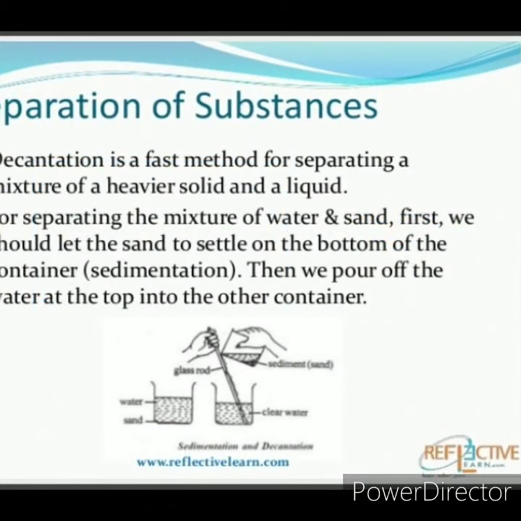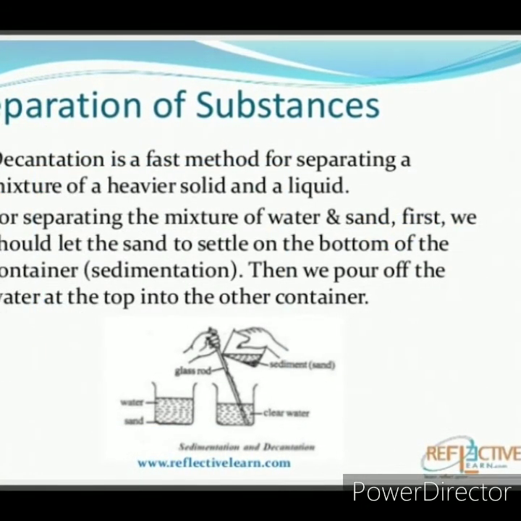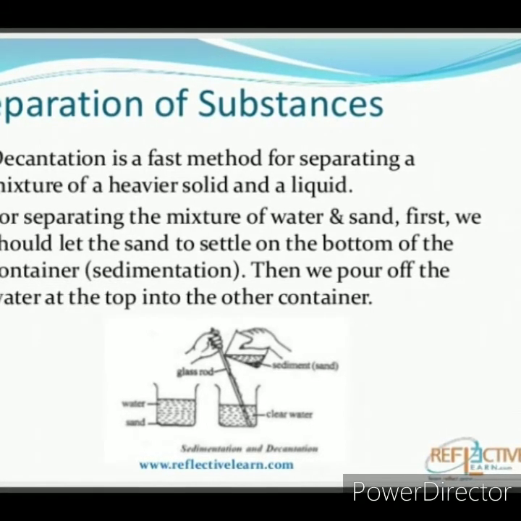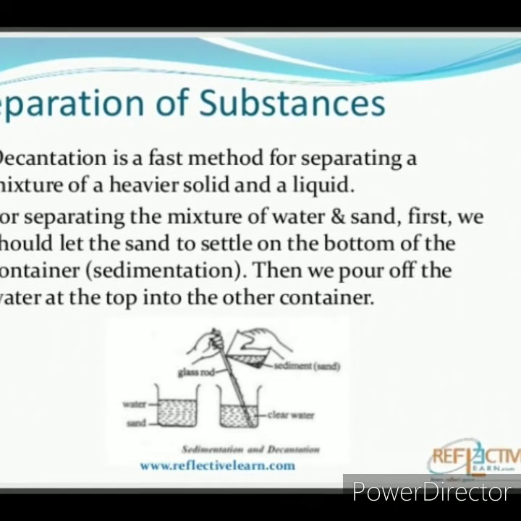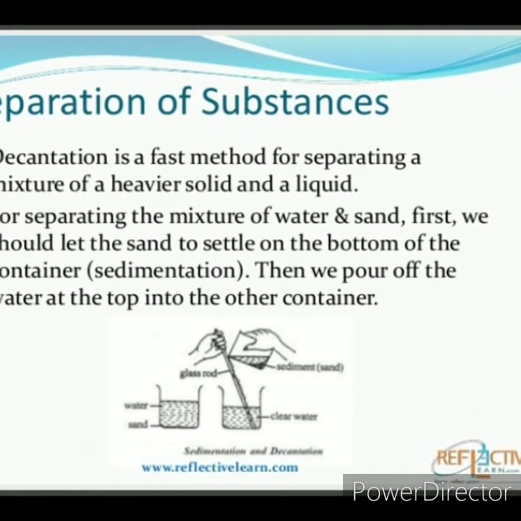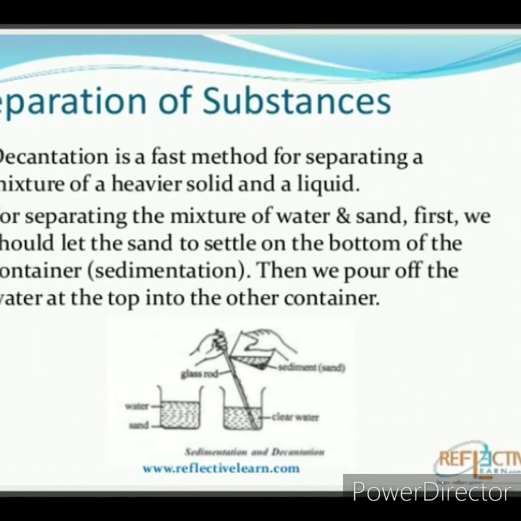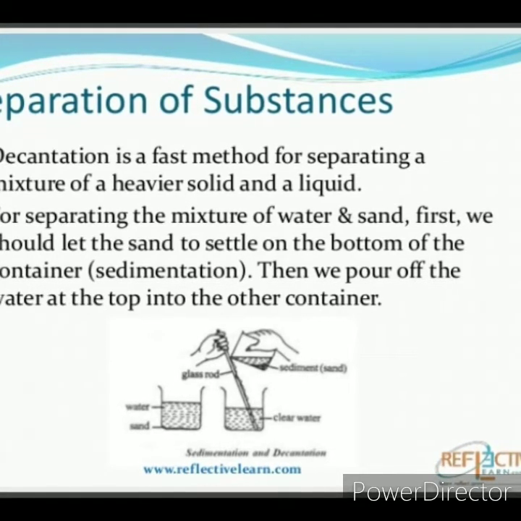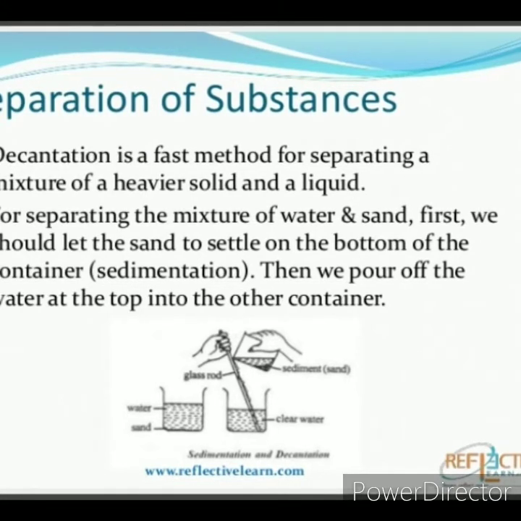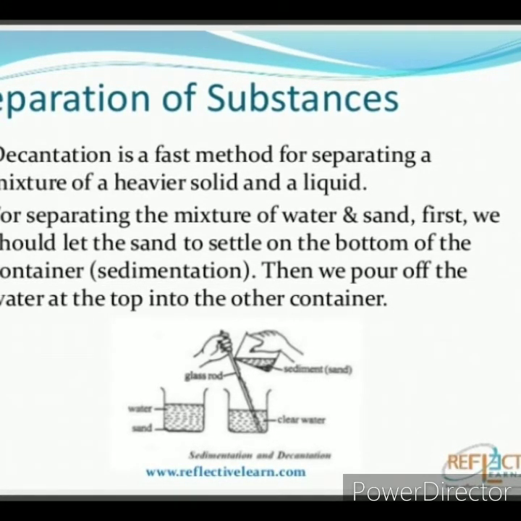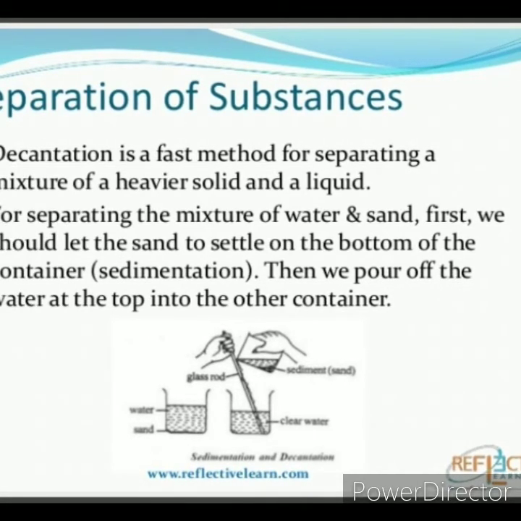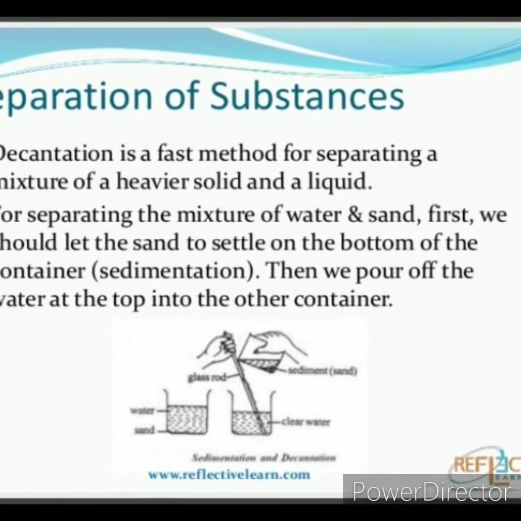Now talking about the second method, decantation. Decantation is a fast method of separating a mixture of a heavier solid and a liquid. When a heavier solid is not dissolved completely in a liquid, it settles down at the bottom. For the mixture of water and sand, first we should let the sand settle down at the bottom of the container.